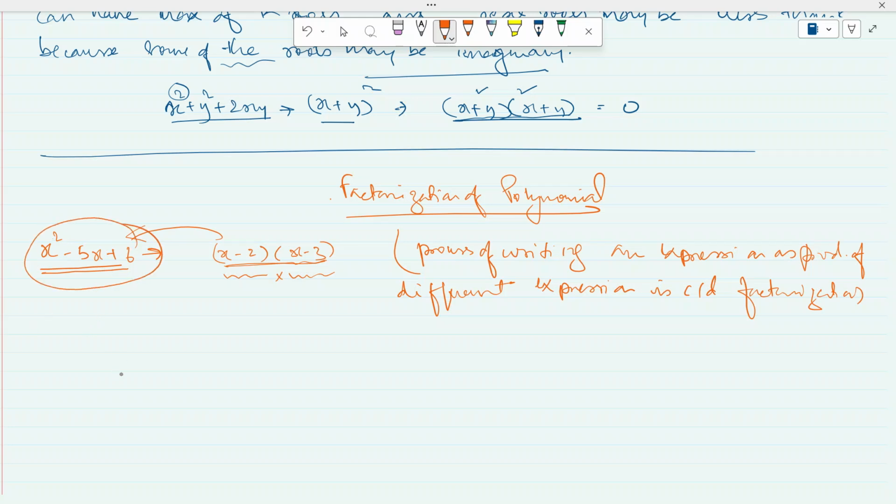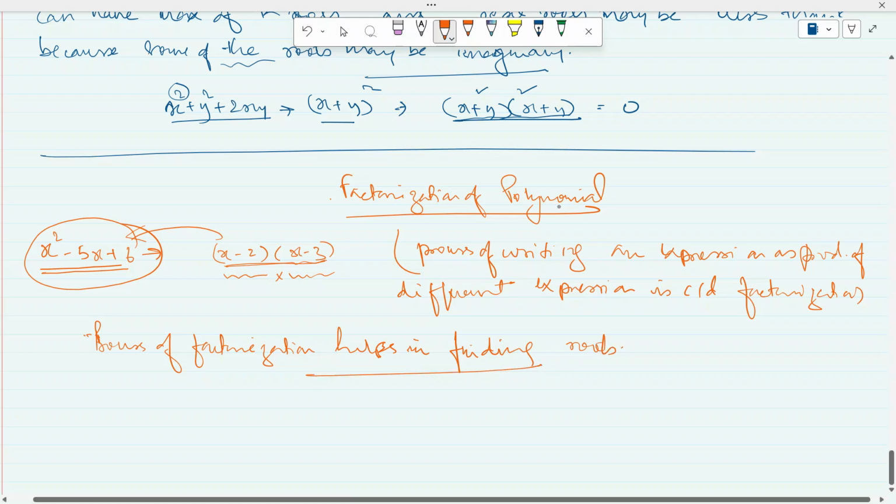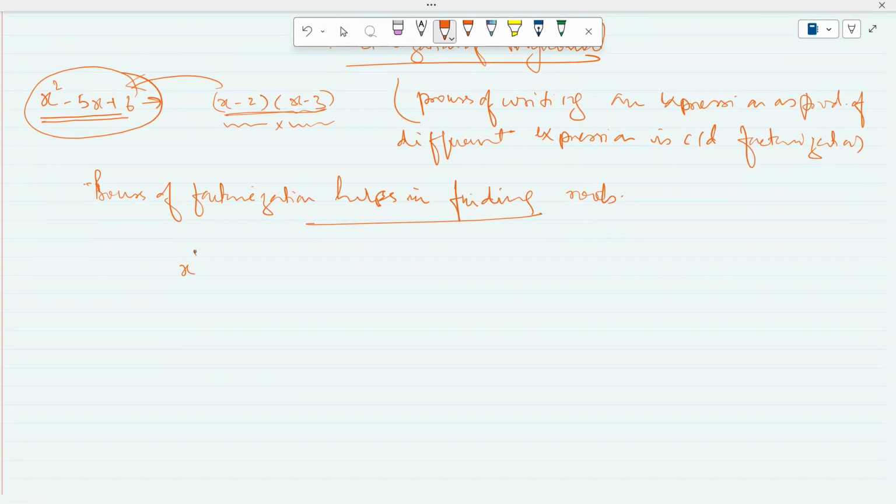Similarly, the process of factorization helps us in finding roots. So basically there is something known as roots. How can we find roots? Suppose an expression is written, for example x² - 5x + 6 is equal to 0, and you are asked to find the roots of this equation. So how to find roots? We factored it as x - 2 times x - 3.